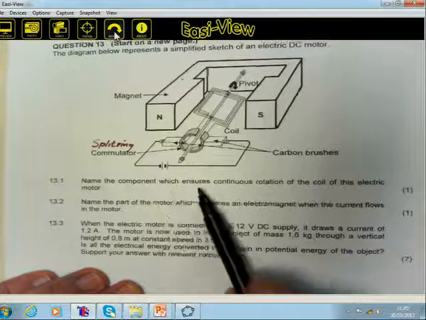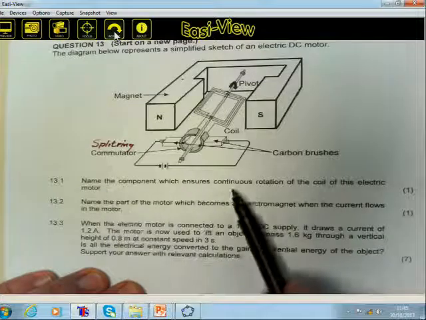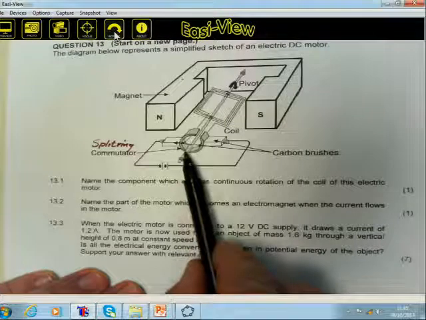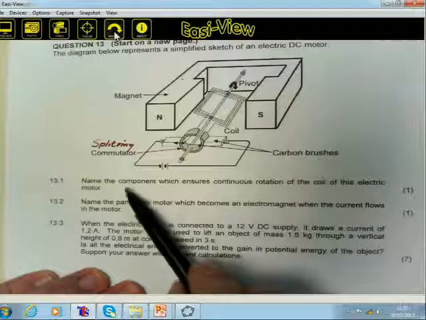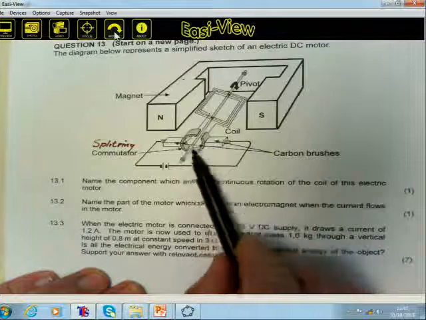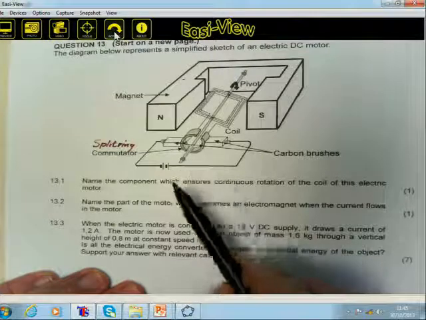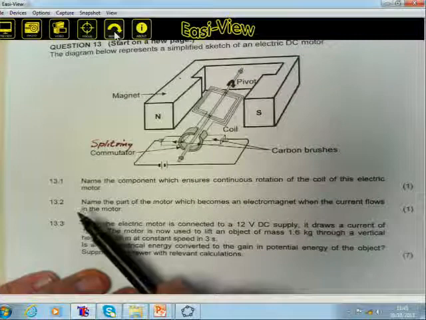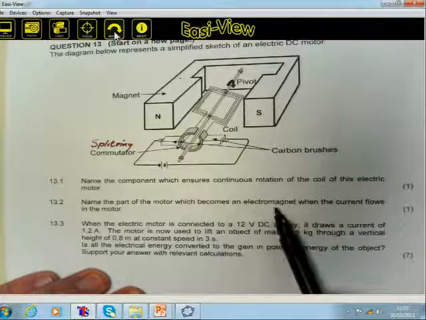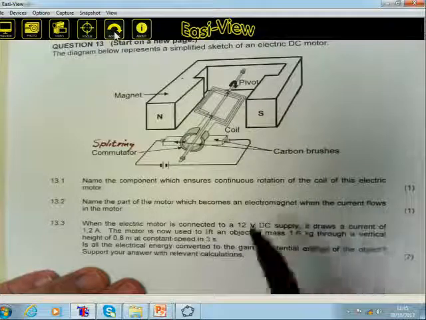Name the component which ensures continuous rotation of the coil of this electric motor. So they describe the function of the split ring commutator. And you must please write split ring commutator as the answer to this question, because this ensures the rotation. This is a function of the split ring commutator. Right, 13.2. Name the part of the motor which becomes an electromagnet when the current flows in the motor. An electromagnet.